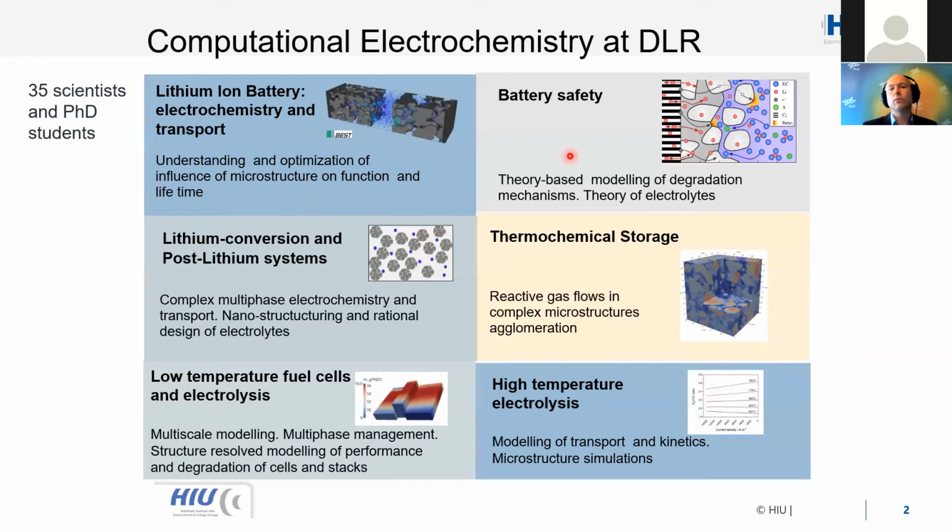Therefore, a lot of our work is also developing modeling of degradation mechanisms. And since modern batteries often use electrolytes which are not captured by the standard concentrated solution theory, theory of electrolytes is also important for doing this digitalization of the battery design. And we are, of course, also working on lithium conversion and post-lithium systems. Today, I don't want to go into that.